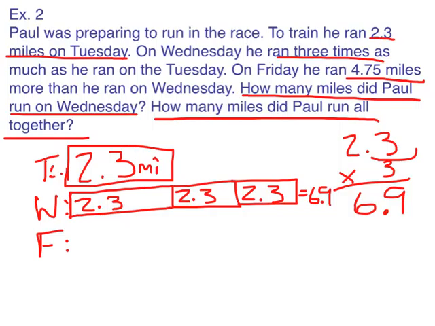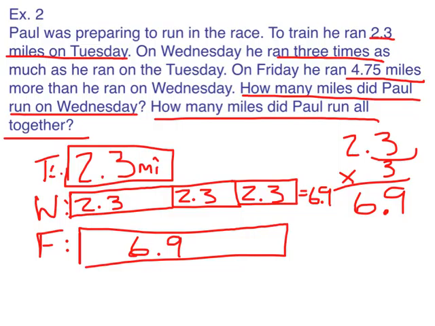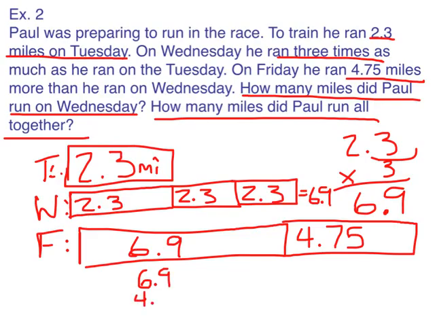So on Wednesday, Paul ran 6 9/10. Now let's think about Friday. On Friday, he ran 4 75/100 more miles than he ran on Wednesday. So I've got my bar that's 6 9/10, and I need to add 4 75/100 onto that. Do that now. What's 6 9/10 plus 4 75/100? When I add those two numbers, I get 11 65/100. So on Friday, Paul ran 11 65/100 miles.